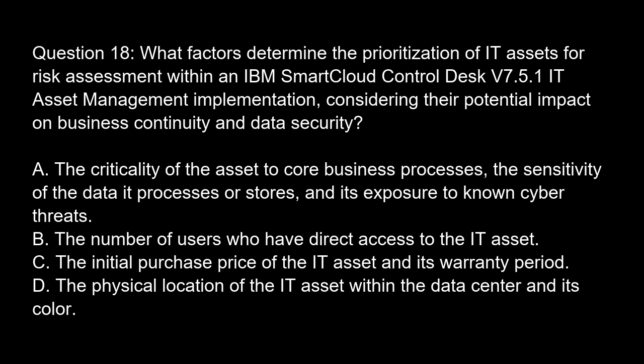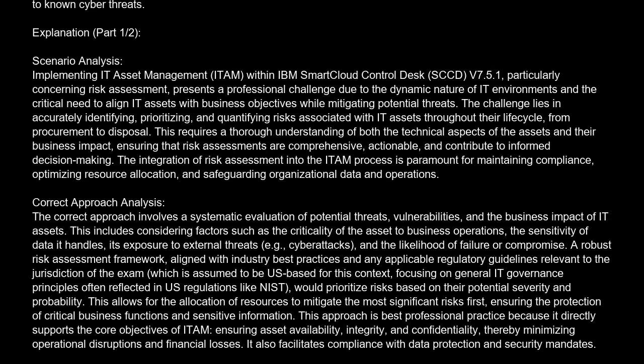Option B. The number of users who have direct access to the IT asset. Option C. The initial purchase price of the IT asset and its warranty period. Option D. The physical location of the IT asset within the data center and its color. The correct answer is A. The criticality of the asset to core business processes, the sensitivity of the data it processes or stores, and its exposure to known cyber threats.